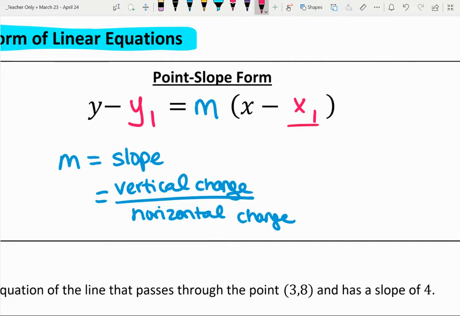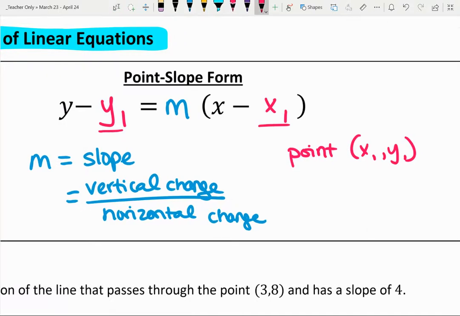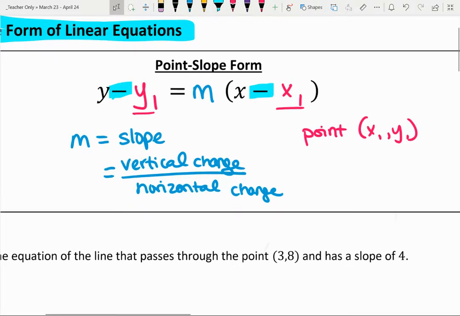This x sub 1 and this y sub 1 represent a coordinate point. We use x sub 1 and y sub 1 to distinguish from the x and the y that are already in the equation and that are going to stay in the equation. So you should always have at least x and y in your equation. Everything else will be numerical value. Something else to notice is that these minus signs are built into the form of the equation. So that's going to be something to pay attention to as we look through some examples.